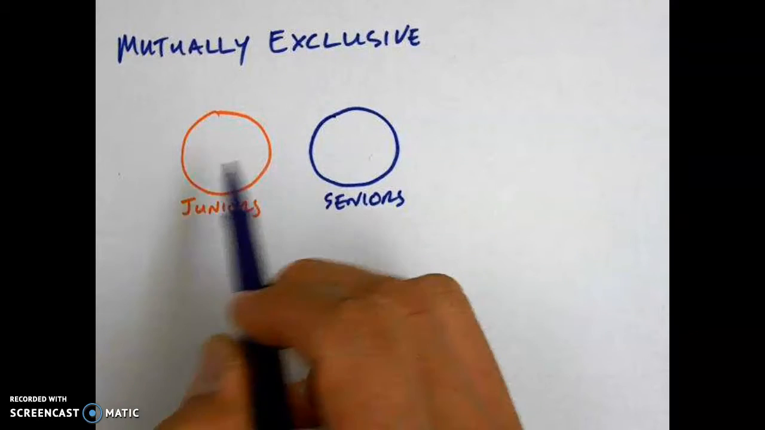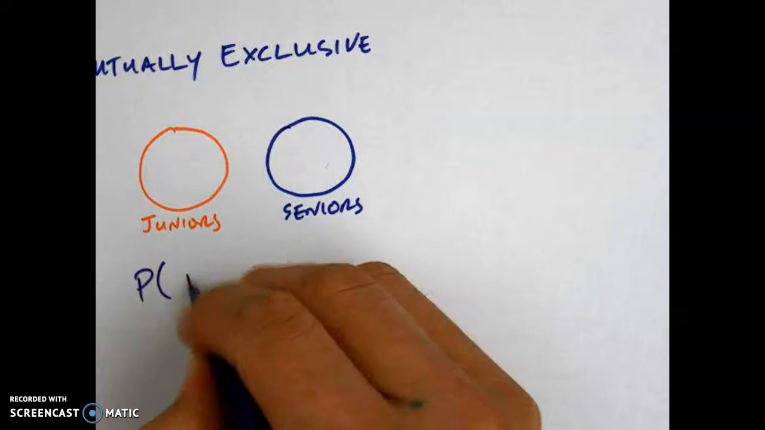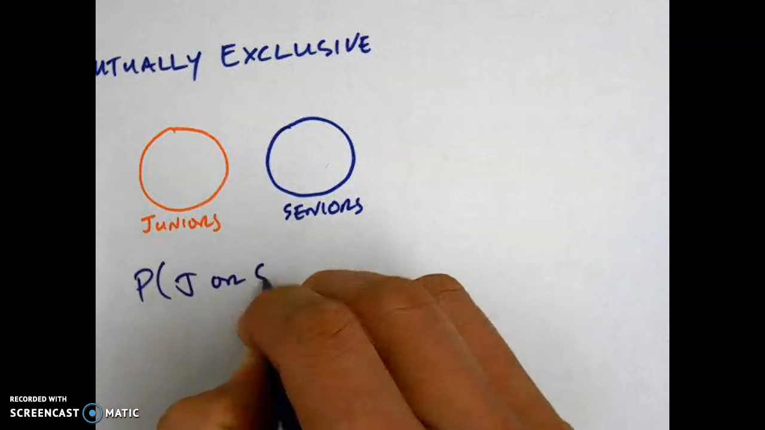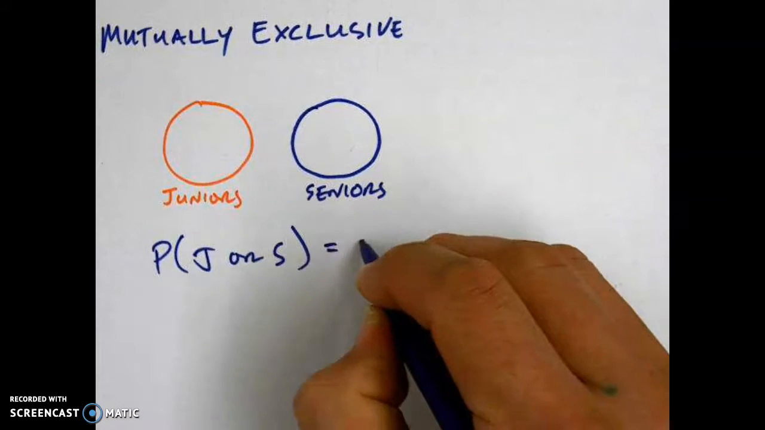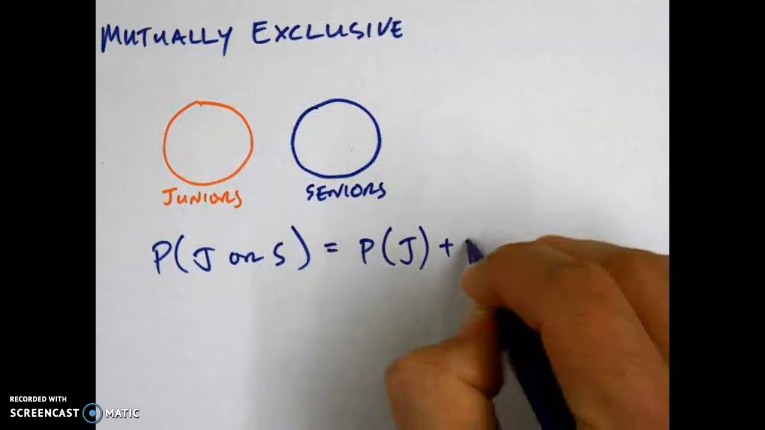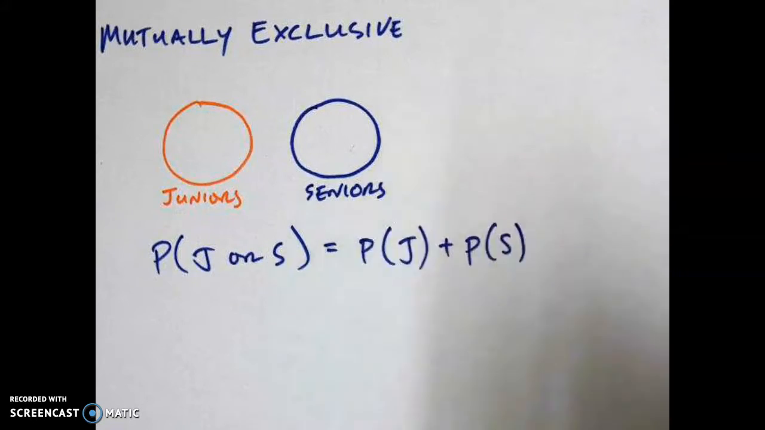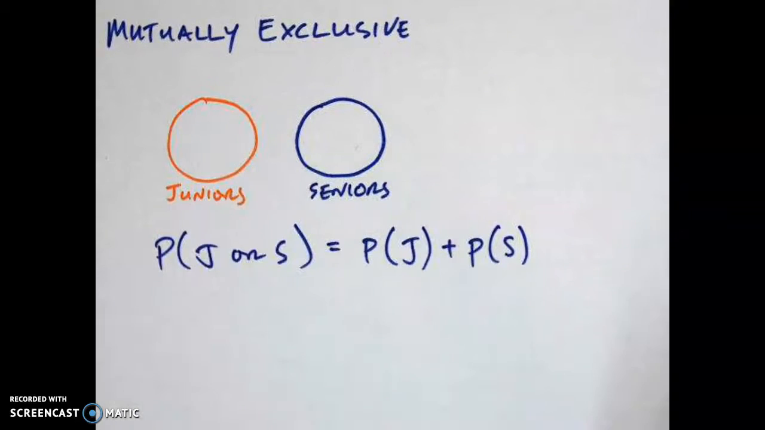Then you have 20 plus 10. The probability of getting a junior or a senior is going to equal the probability of getting a junior plus the probability of getting a senior. 20% plus 10% is 30%. Does that make sense?